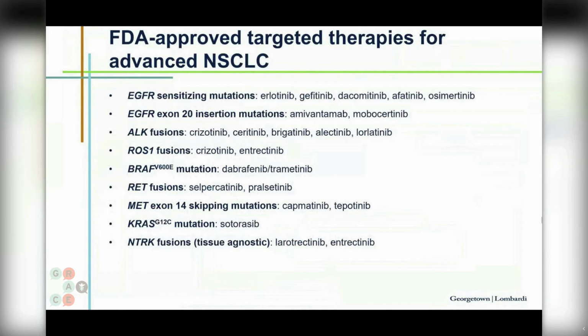So there are about 21 unique agents that are approved by the FDA for treatment of non-small cell lung cancer. And here in my talk, I'm going to focus on EGFR, ALK, and ROS1 genomic alterations given the time. But some of the principles and suggestions can be applied to the side effects that arise in the setting of other targeted therapy drugs.